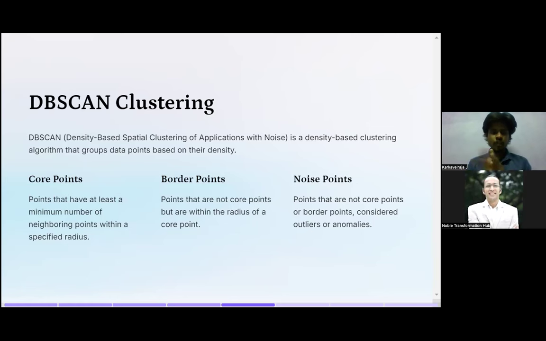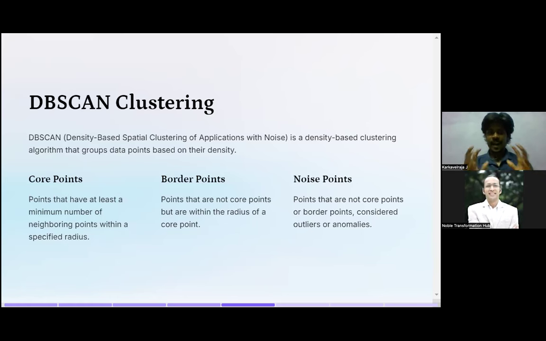Then come border points: points that are not core points but are within the radius of a core point. We have a point and 5 points around it; those 5 points are called border points. Next we have noise points: points that are neither core points nor border points are considered outliers or anomalies, and are called noise points. This is why this algorithm is very helpful for anomaly or outlier detection, because whenever a point doesn't fall under a core point or border point, it is outside, and then it is an outlier or anomaly.